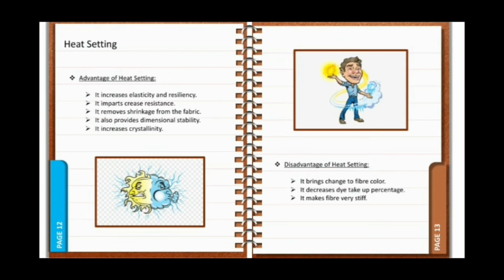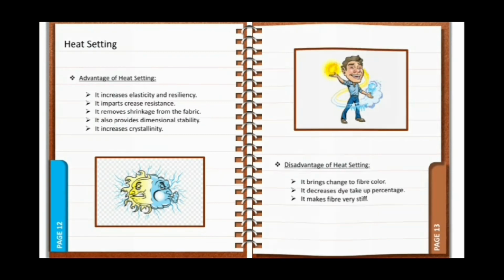Disadvantages of heat setting. It brings a change to fiber color. It decreases dye uptake percentage. It makes fiber very stiff.